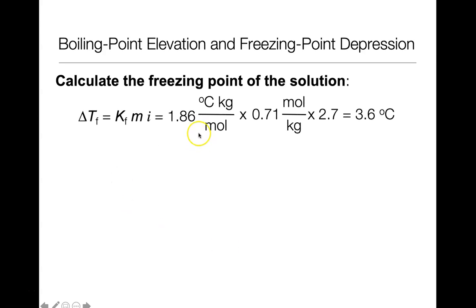Calculate the freezing point depression. There's the constant I gave you. There's the molality we calculated. And there's the Van 't Hoff factor I gave you. Multiply everything out. Make sure our units cancel. Mole and mole cancel. Kg and kg cancel. Van 't Hoff factor is unitless. I'm left with the units of degrees C.